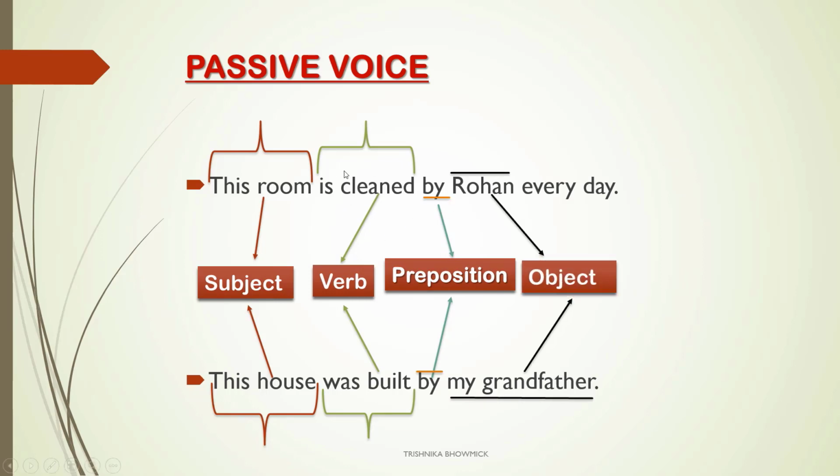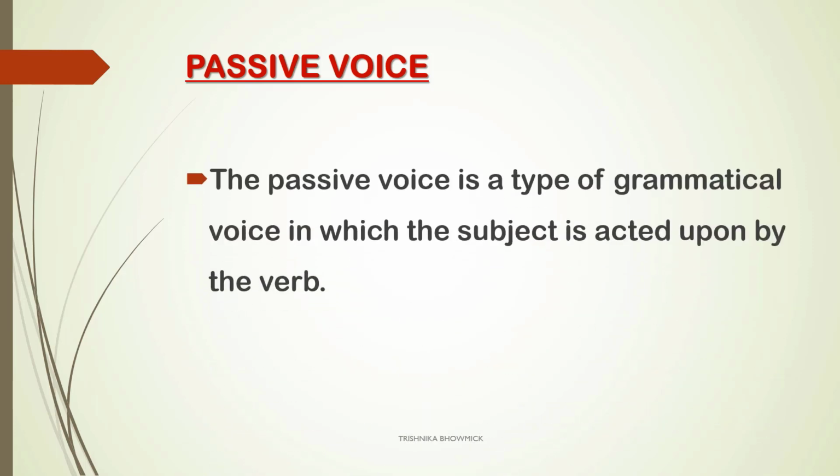If we observe the verbs in these sentences, though the main verb remains the same, an auxiliary verb is added to each of these main verbs. Okay, so let's have a look at the definition of passive voice. Actually, why do we call a sentence passive voice? Because in passive voice, the subject has something done to it. Passive voice is a type of grammatical voice in which the subject is acted upon by the verb.